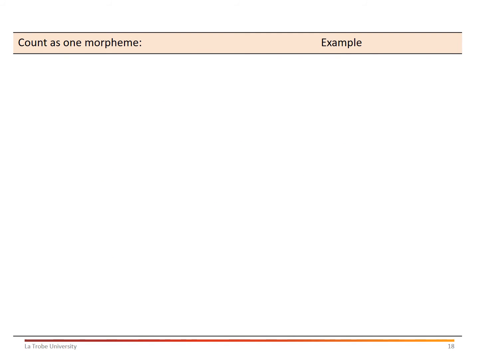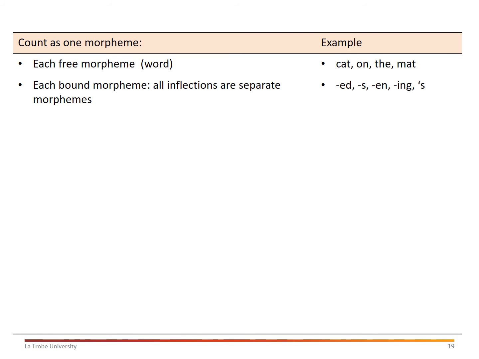So this is what we count as one morpheme. Any free morpheme and any bound morpheme. So if the word was cat in the utterance, that's 1. If the word in the utterance was cats, that's 2 morphemes, because you count 1 for the free morpheme, the word, and 1 for the bound morpheme, the plural s.